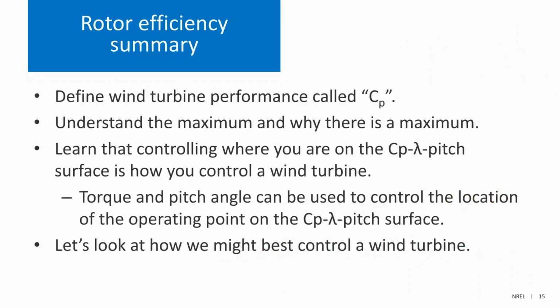So let's do a summary for our rotor efficiency. We define C sub P. We understand the maximum and why there is a maximum. We learned that the CP lambda pitch surface is how you control a wind turbine, and that you can use torque or pitch angle to control where you are on that CP lambda pitch surface to control your turbine. So from now on, let's look at how we might best control a wind turbine.